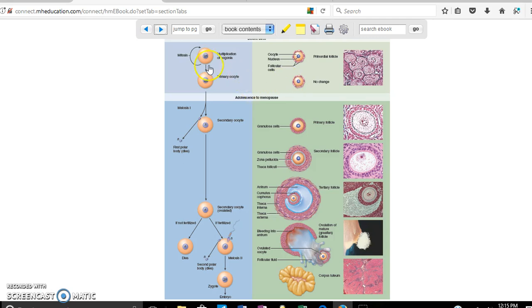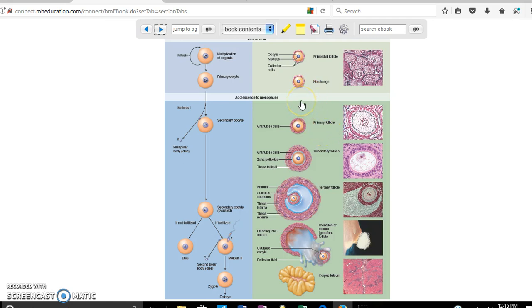Again, 7 to 8 weeks inside the mom's uterus, and 4 million oogonia. How many primordial follicles are available when the baby is born? 2 million. These 2 million remain like that until the baby reaches puberty or adolescence, where there's an increase in hormones. In that case, the primordial follicle turns into a primary follicle.